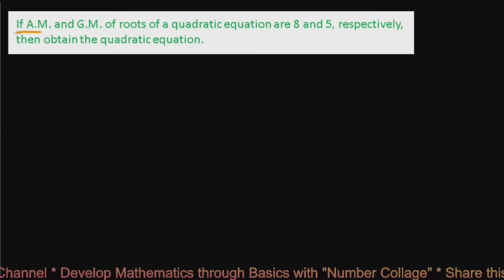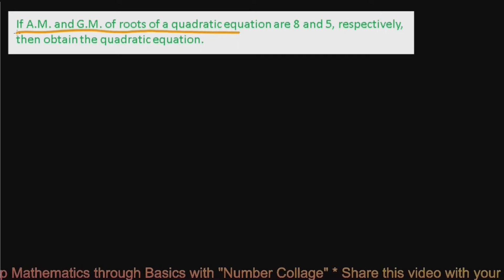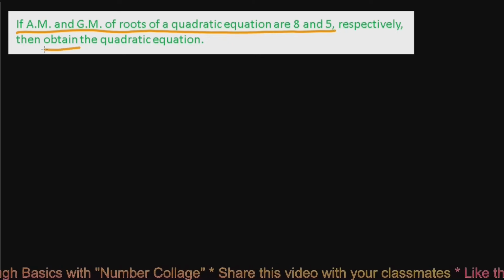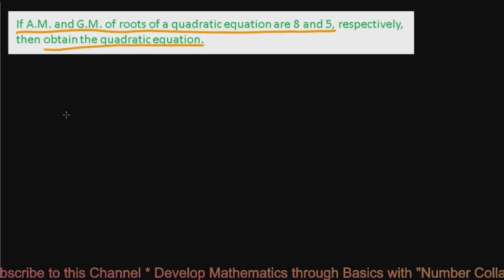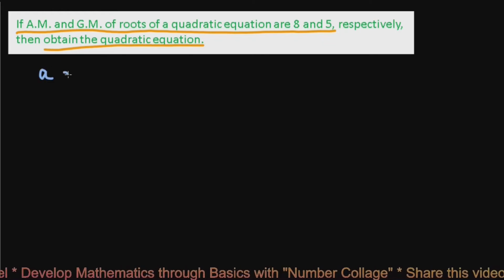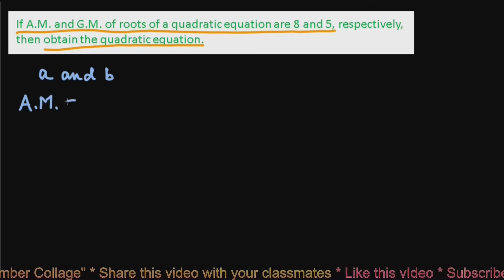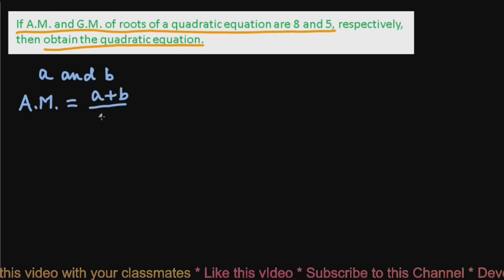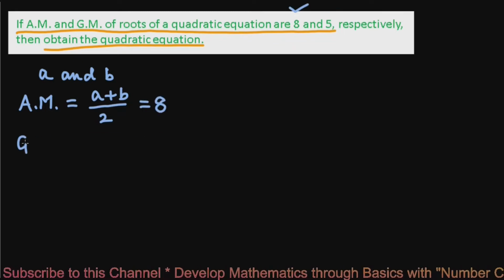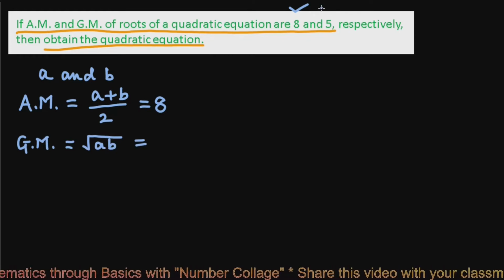If the arithmetic mean AM and geometric mean GM of the roots of a quadratic equation are 8 and 5 respectively, then we have to obtain the quadratic equation. Let us assume the roots of the quadratic equation be a and b. So now the arithmetic mean of the roots will be (a plus b) upon 2, which is given to be 8, and the geometric mean will be the square root of ab, which is given to be 5.